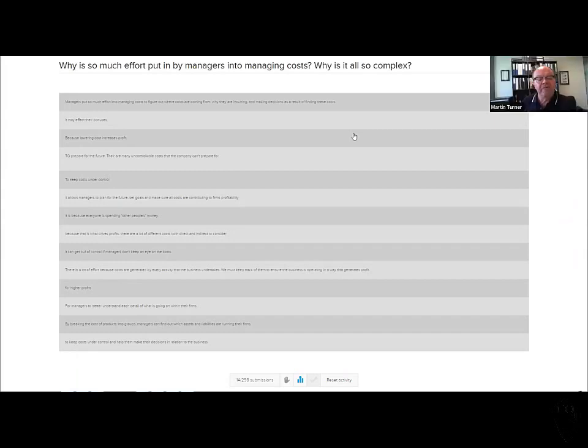There's a lot of effort because costs are generated by every activity that the business undertakes. We must keep track of them to ensure the business is operating in a way that generates profit. That's right. Quite a lot of people got the idea that costs can get out of control if we don't keep an eye on them. One of the reasons for that is that the staff within a business are spending other people's money.